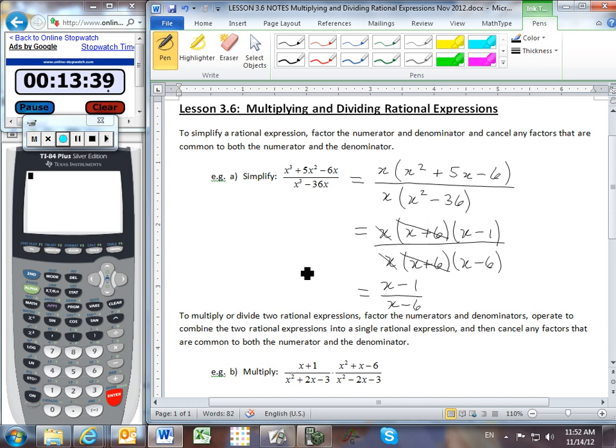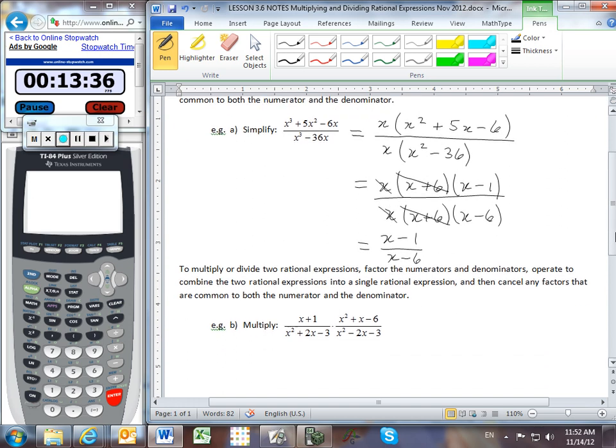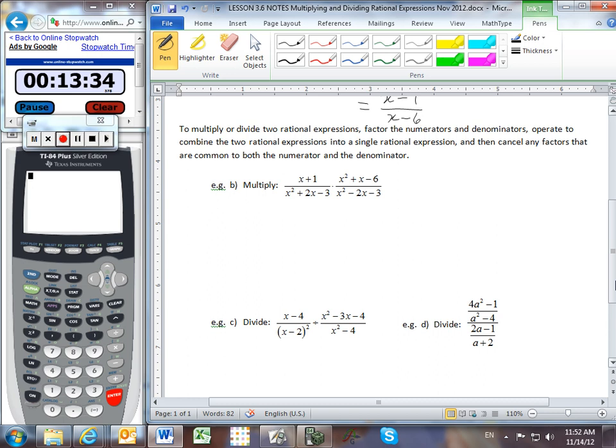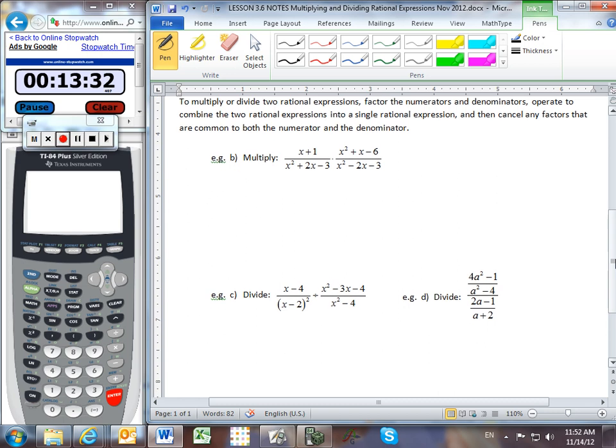Now if we want to multiply or divide rational expressions with each other, then we'll have to factor the numerators and denominators in each of the expressions. We will either multiply or divide them. You remember that to divide by a rational, that means that we have to multiply by its reciprocal. So we'll combine them into a single rational expression, and then we can cancel any factors that appear in common to the numerator and the denominator. So let's do a multiplication here. So we're going to have to factor.